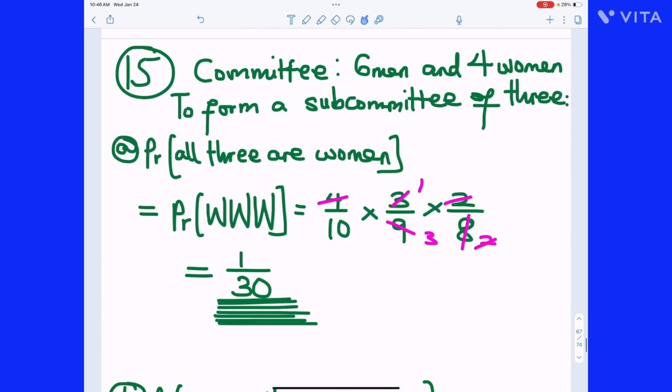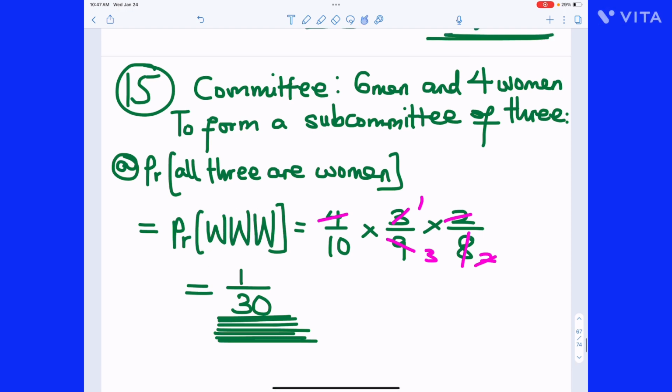All right, a committee is to be formed from 6 men and 4 women. A subcommittee of 3 is to be formed from a bigger committee of 6 men and 4 women. The question says find the probability that all 3 are women. Okay, all 3 are women is straightforward. The first is a woman, second is a woman, third is a woman. The first is a woman, the second one you choose is also a woman, the third one is a woman too.